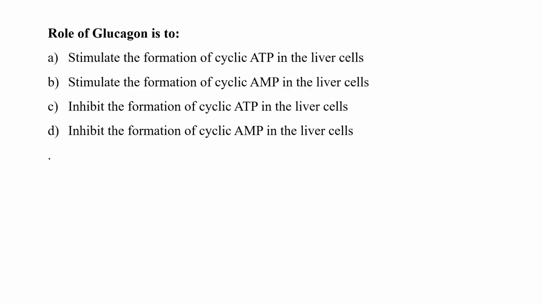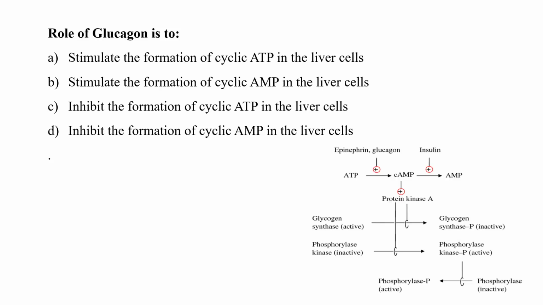Glucagon elevates the blood glucose, which is an opposite action of insulin, by activating the adenyl cyclase enzyme, and thus it increases the cyclic AMP production. So option B would be the correct answer, that glucagon generally stimulates the formation of cyclic AMP, as you can see in the figure, in the liver cell. So option B is the correct answer.